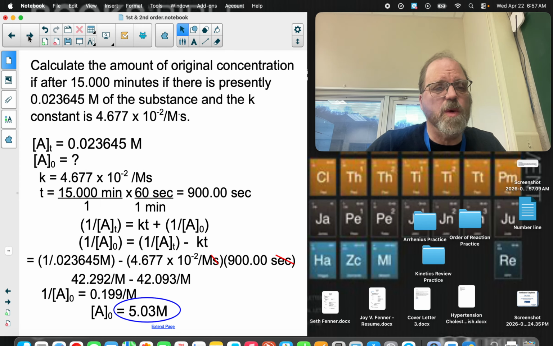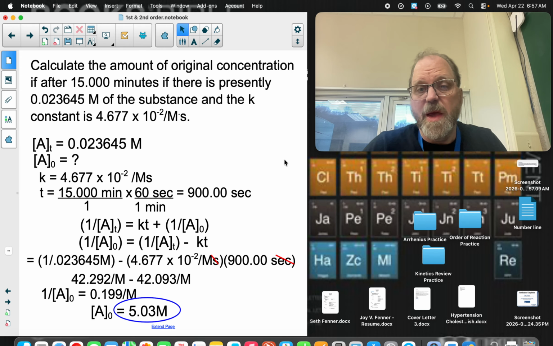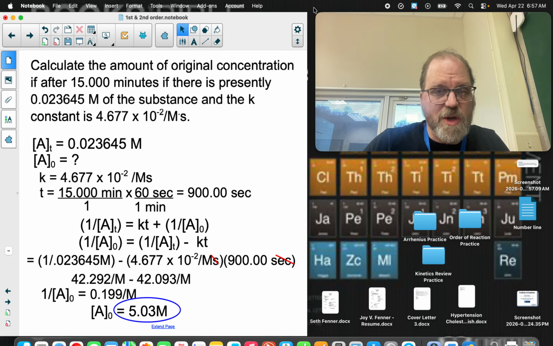And that's our answer. So we're going to solve for A_0. We're going to find here that we take 42.292 per molar, subtract it from 42.093 per molar. We end up with 1.99 per molar. Take the reciprocal of that, we get 5.03 molar. Okay, sounds good. Hopefully not too bad.